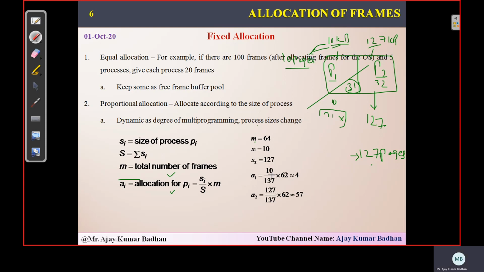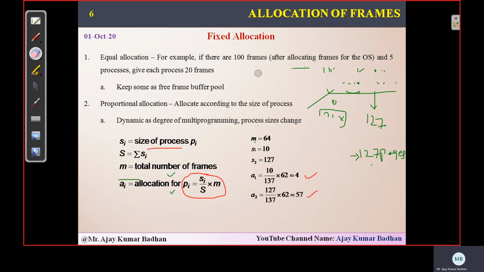Forget about this. This is the formula I told you: si by S into M. So how many frames do we need to allocate here? Small si is nothing but the size of a particular process. Sigma si means the summation of the sizes of the multiple processes that are ready for execution. M is the total number of frames. So using this we can determine it. It is approximately 57 that we got. And this is the way we allocate frames to the respective processes.